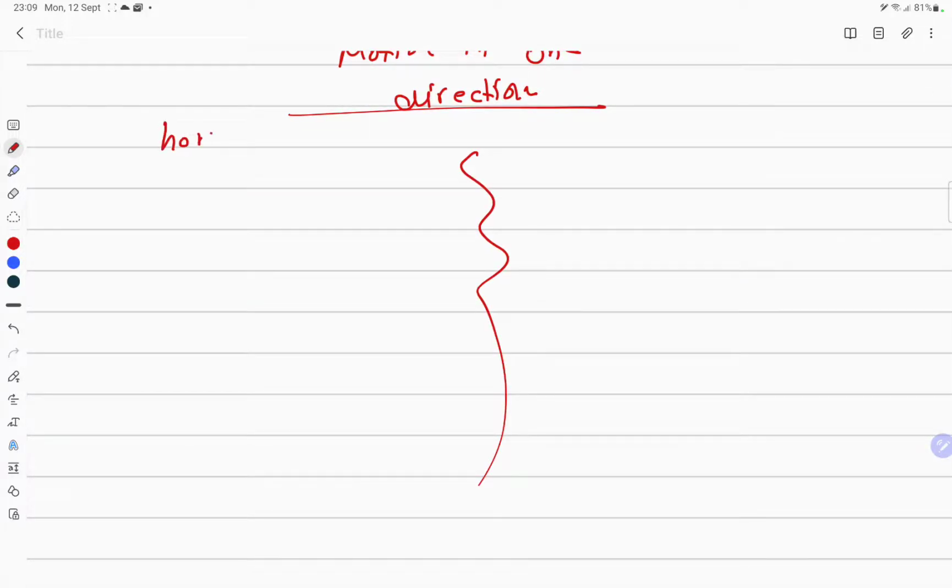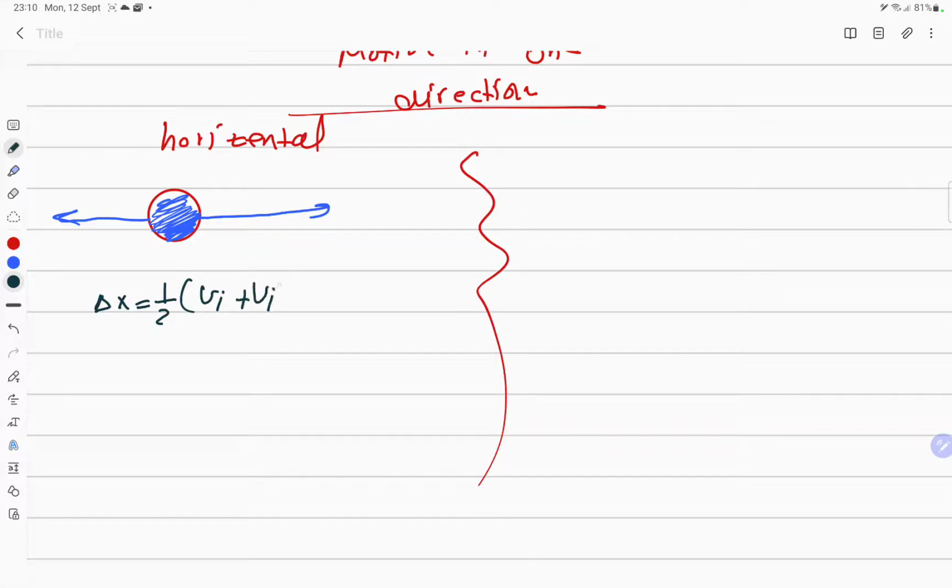عندي هنا horizontal، يعني هذا الأوبجكت رايح right or left. بناء عليها عندي القوانين الآتية: delta x is equal half times v initial plus v final times delta t. حكينا v initial it's something I start with, v final something I end up with always. This is the first equation.